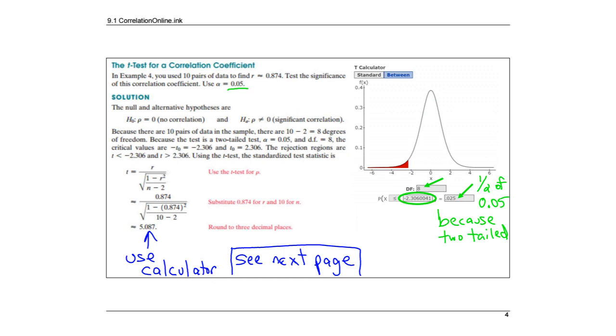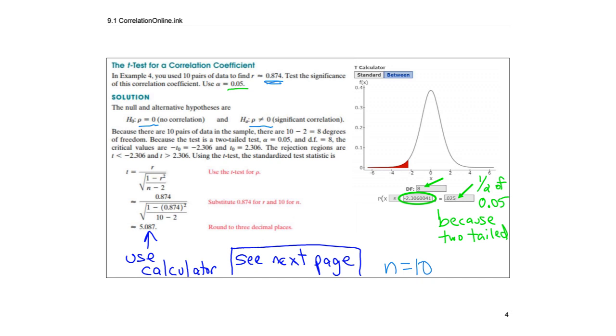All right, so let's take a look here. We're going to use 10 pairs of data, so n is equal to 10. We found that R was 0.874. We're going to do a hypothesis test. The null hypothesis is that rho is equal to 0. The alternative is that rho is not equal to 0. It's going to be a two-tailed test.